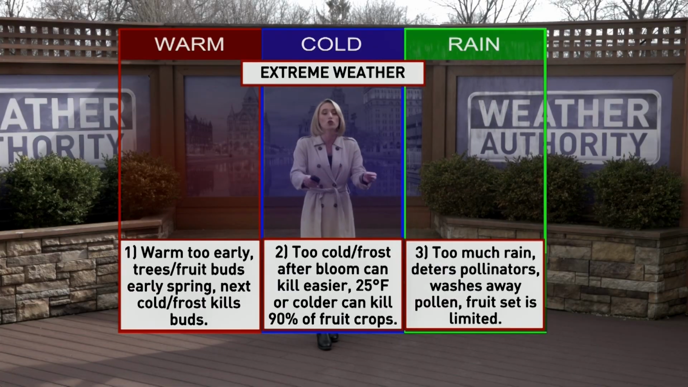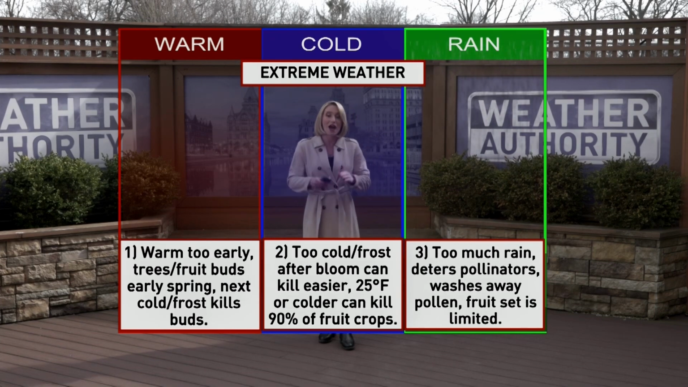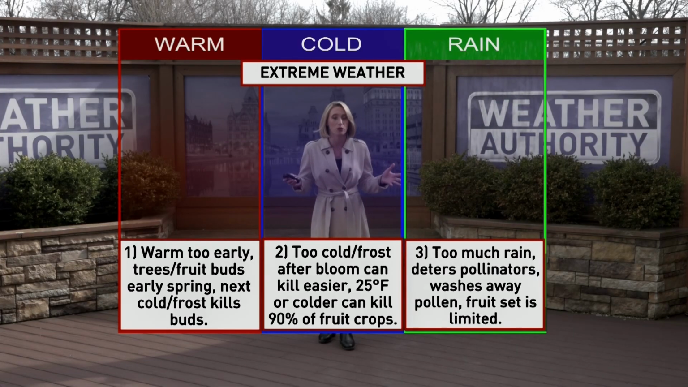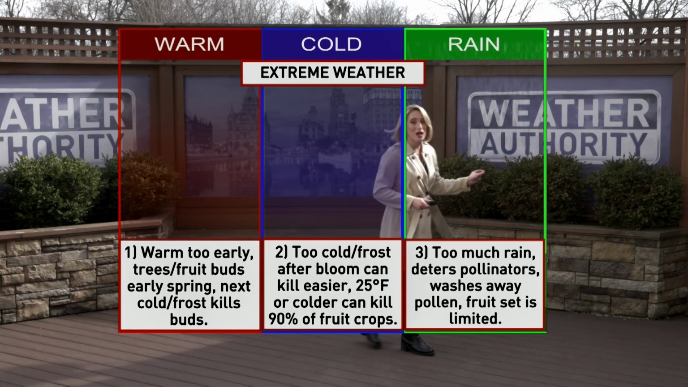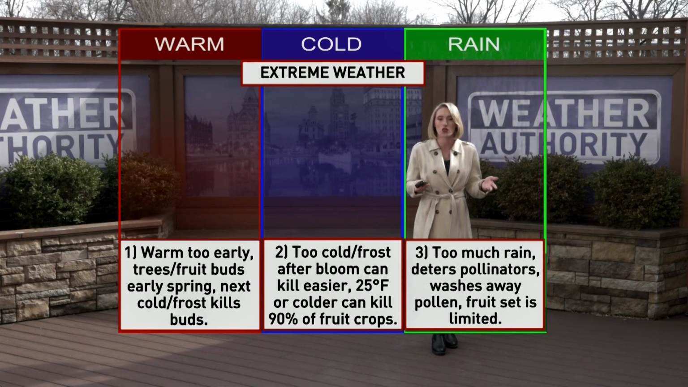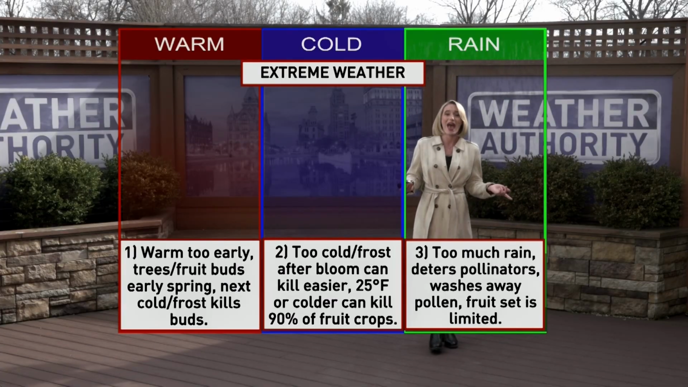Second, you don't want too cold temperatures late in the season and frost as well, which after bloom can be really deadly once the flowers start to break out. 25 degrees or colder can kill off 90% of fruit crops. And rain, you don't want too much of it because it deters pollinators and washes away pollen. Plus, the fruit set is limited, so you don't get as many apples on the apple trees, or the quality of them is hindered as well.